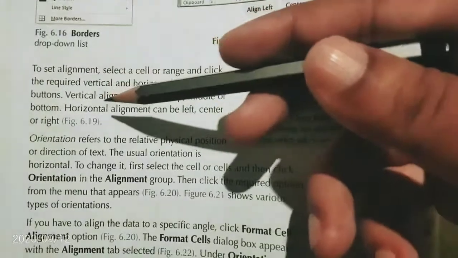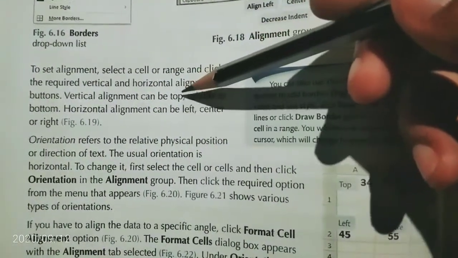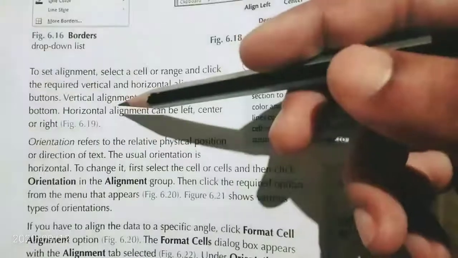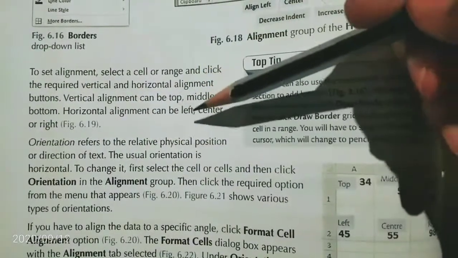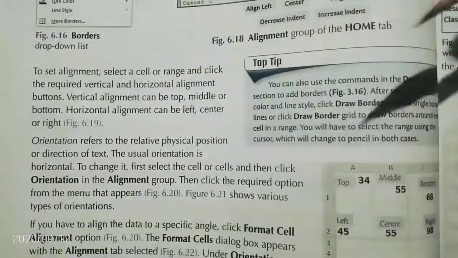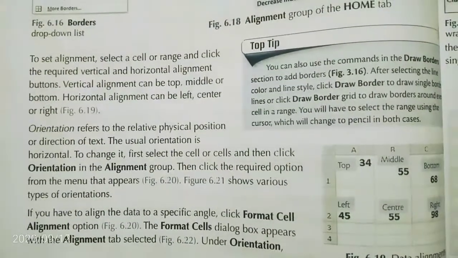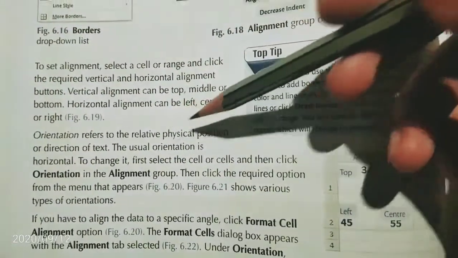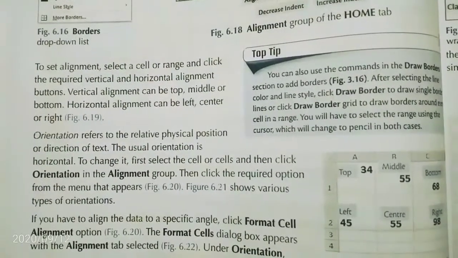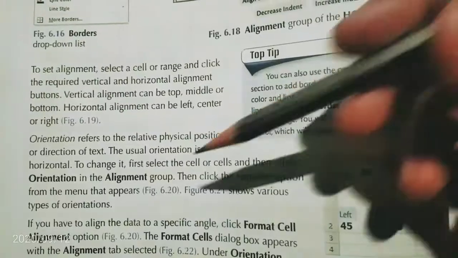There are two types of alignment: vertical alignment and horizontal alignment. In vertical alignment there are again categories: top alignment, middle alignment, bottom alignment. And inside the horizontal alignment, it is left, center or right. So these are important things you should remember. Next is orientation. Orientation means what? It refers to the relative physical position or direction of the text. That means what is the direction of the text? Direction means the angle. So it decides the angle of the text.